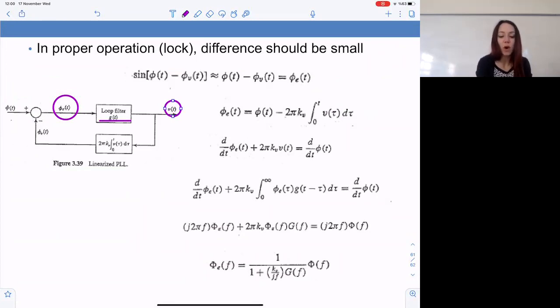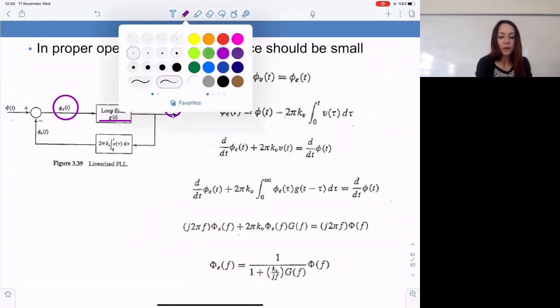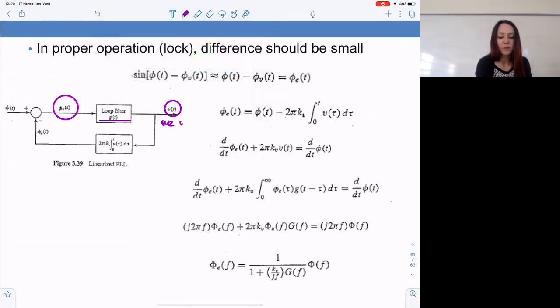So basically we want v(t) to be proportional to m(t). So what should the loop filter be such that this is achieved? Let's do the analysis of this feedback loop.